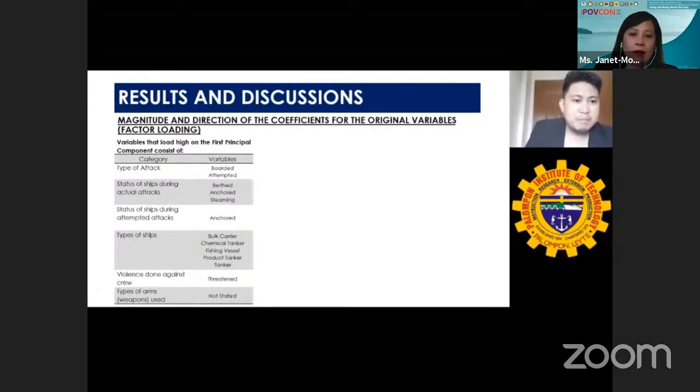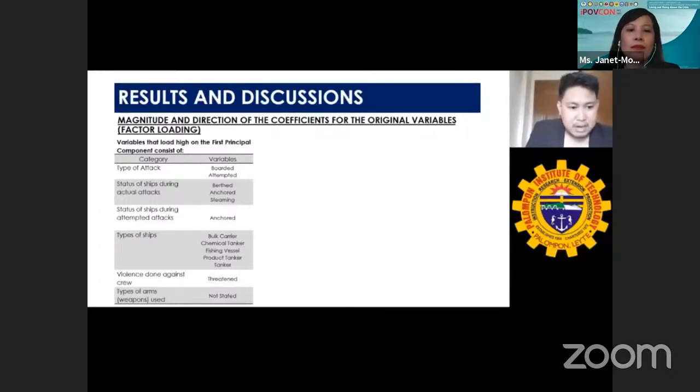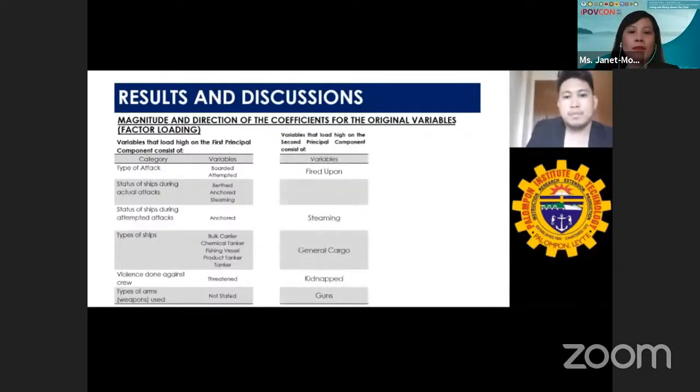Variables that load high on the first principal component consist of the type of attack, which is boarded and attempted; the status of ships during actual attacks, which is berthed, anchored, and steaming; status of ships during actual attempted attacks, which is anchored; type of ships, these include bulk carrier, chemical tankers, fishing vessel, product tanker, and tanker; violence done against crew, which is threatened; and the type of arms used, which is not stated.